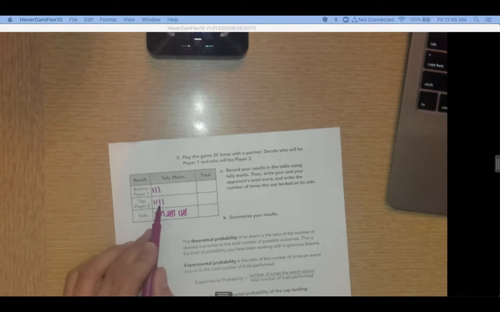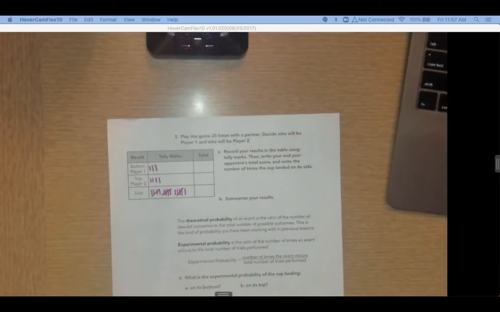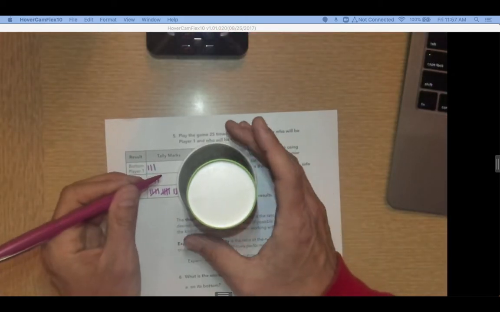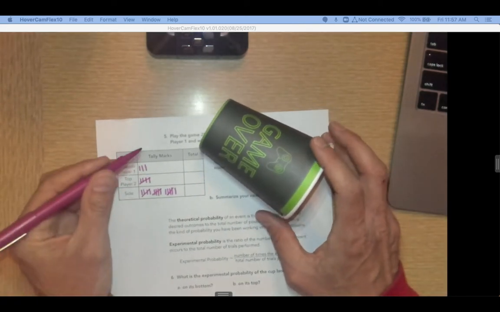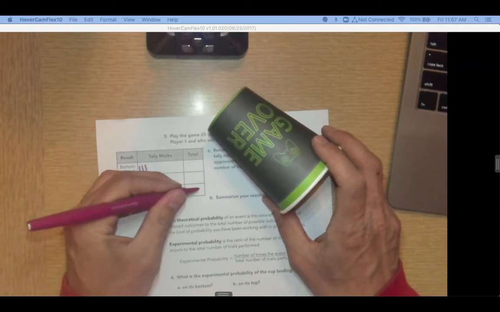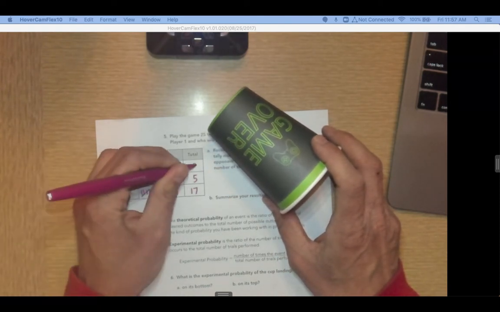18, 19, 20, 21, 22, 23. Oh, redo. Woo! Nope. Side. All right, so we got 17 there. We've got 5 there. We got 3 there.